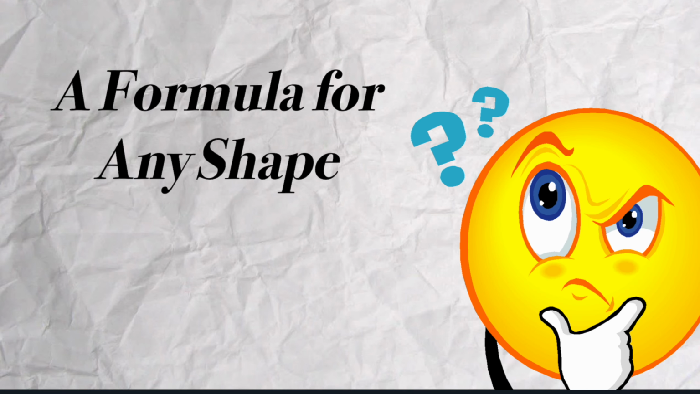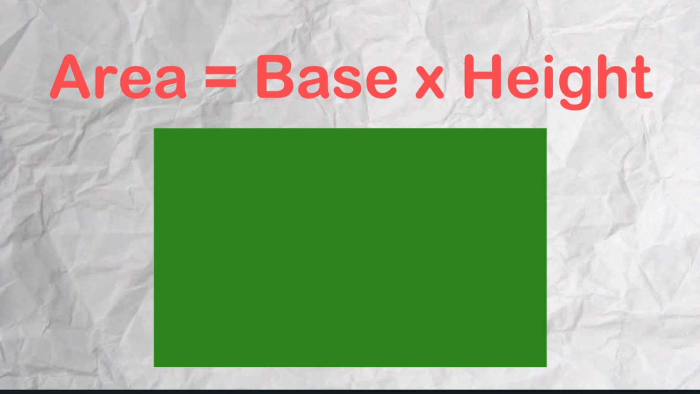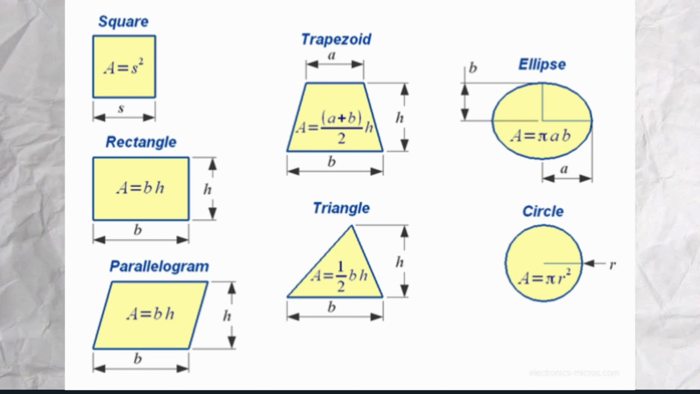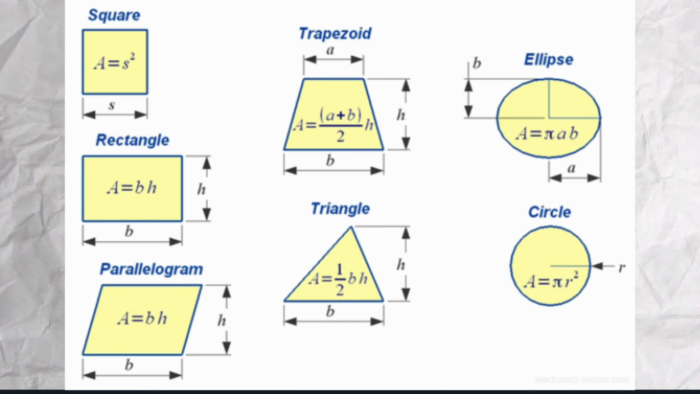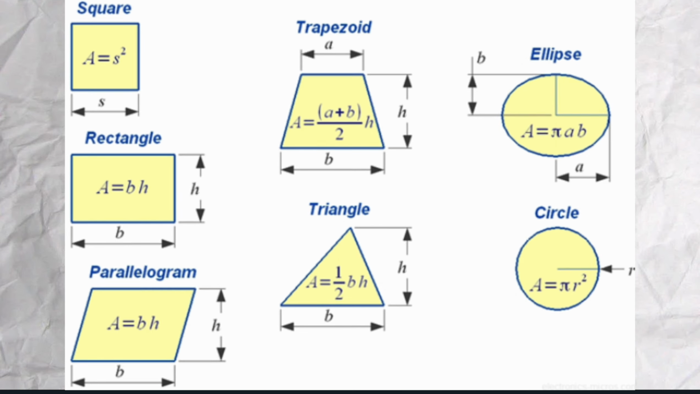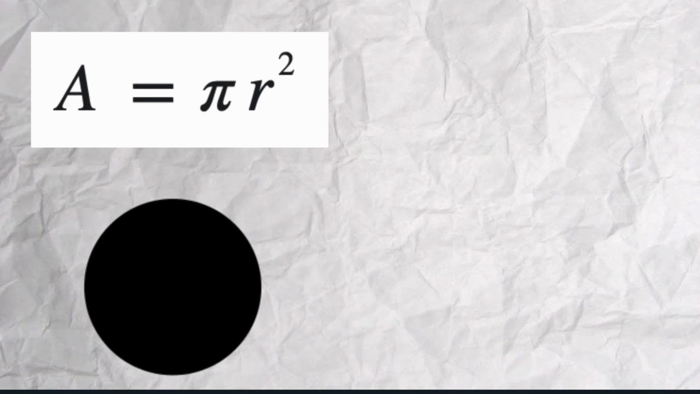Up until this situation, the kid believed that he had found the general formula to find the area of any shape. And we know now that this isn't true. This was the general formula to find the area of any rectangle. However, we have formulas for many different shapes, but what if we had a formula for any shape that would work? We know that the area of a circle is pi r squared.